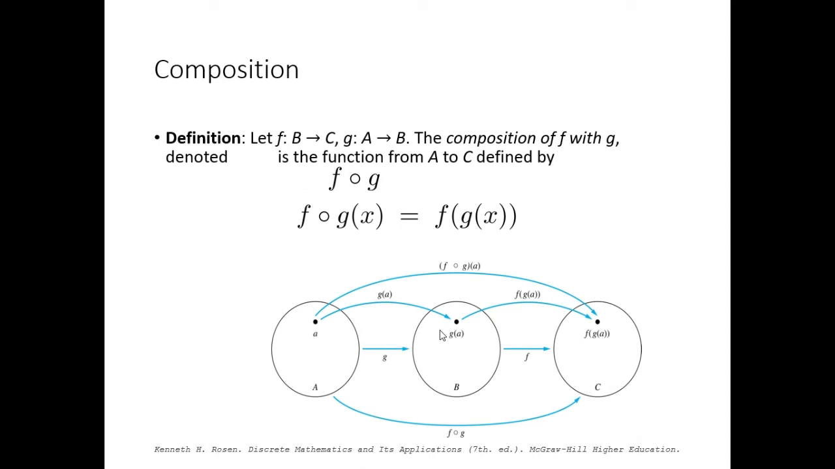Composition of functions talks about combining two functions, and it is generally denoted by f of g. So f of g is a composite function. f of g of x is equal to f of g of x. Consider three sets A, B, and C, where g is a function between the two sets A, B, and f is a function between the two sets B, C. Then f of g is a composite function from set A to set C, as shown in this figure.